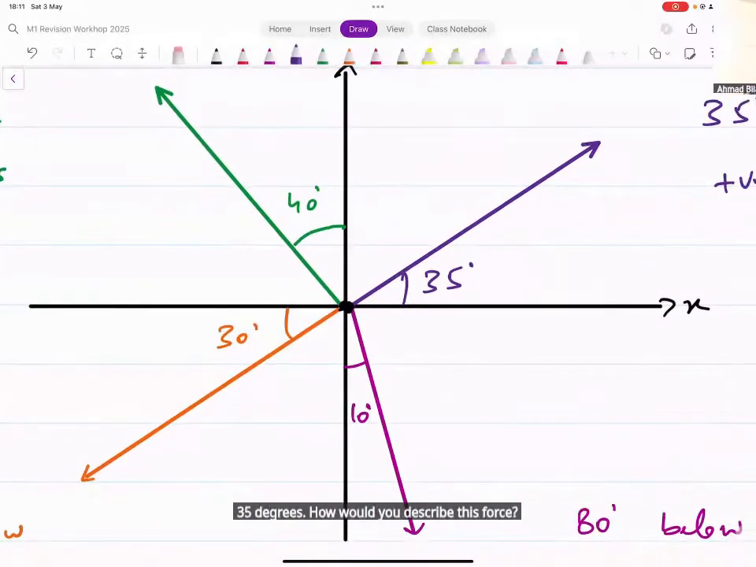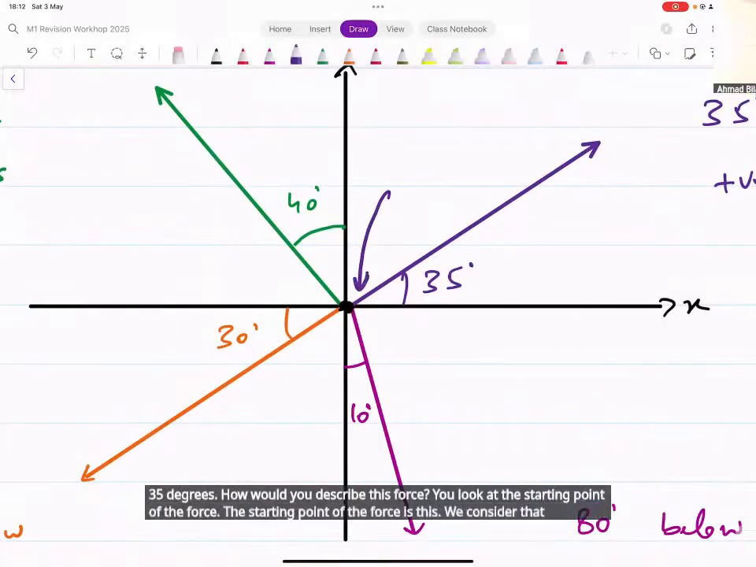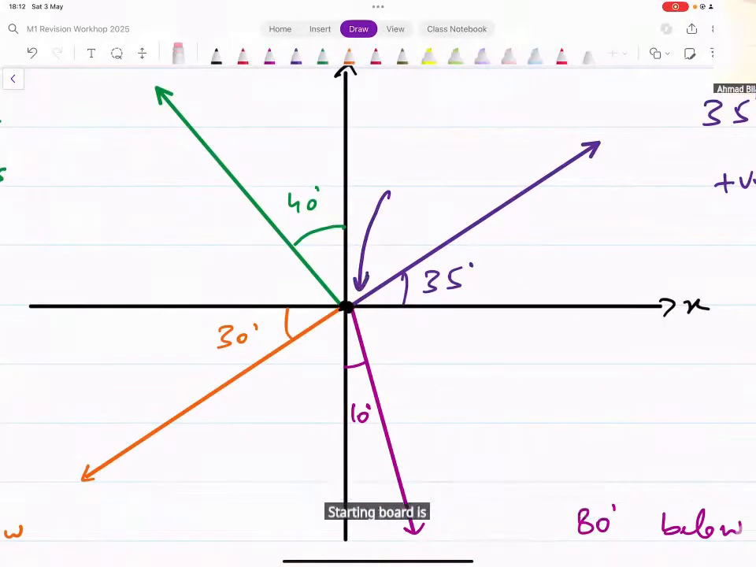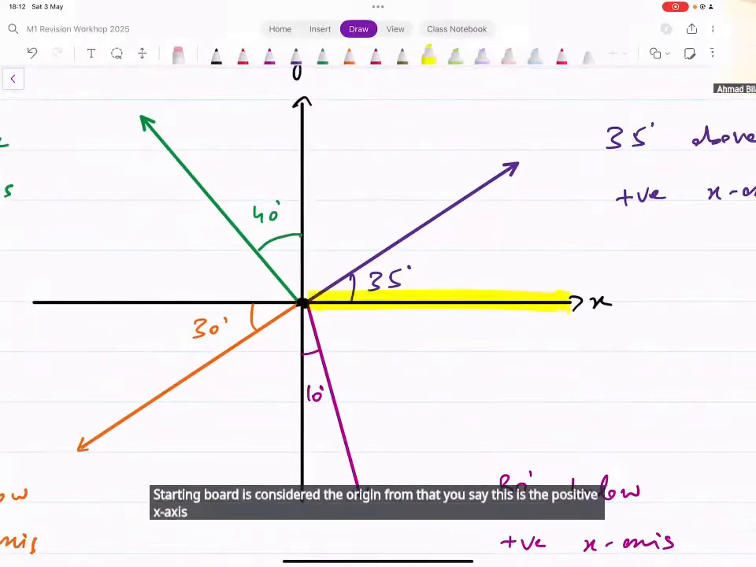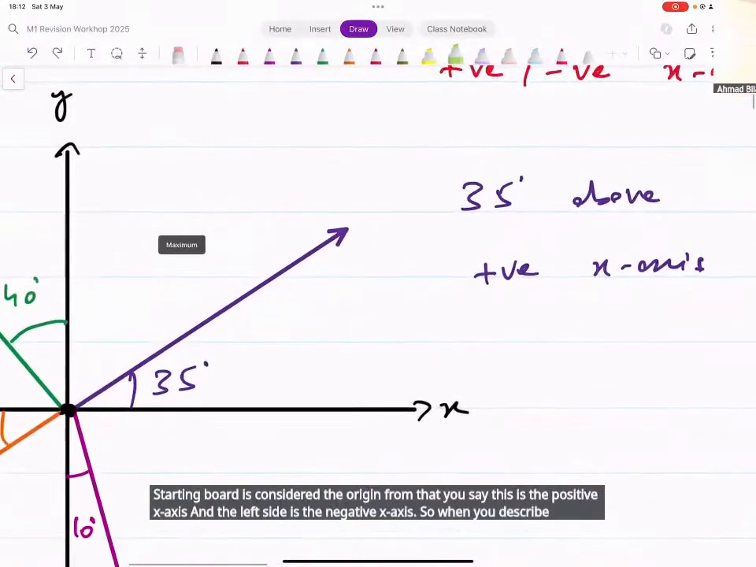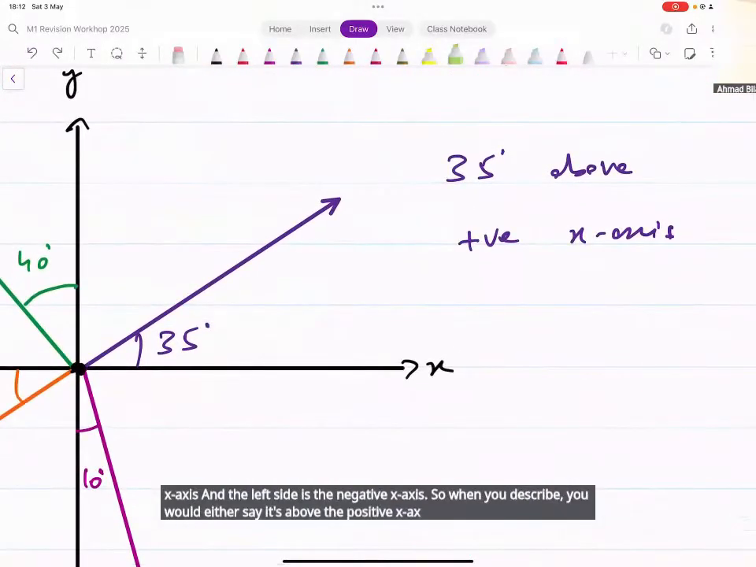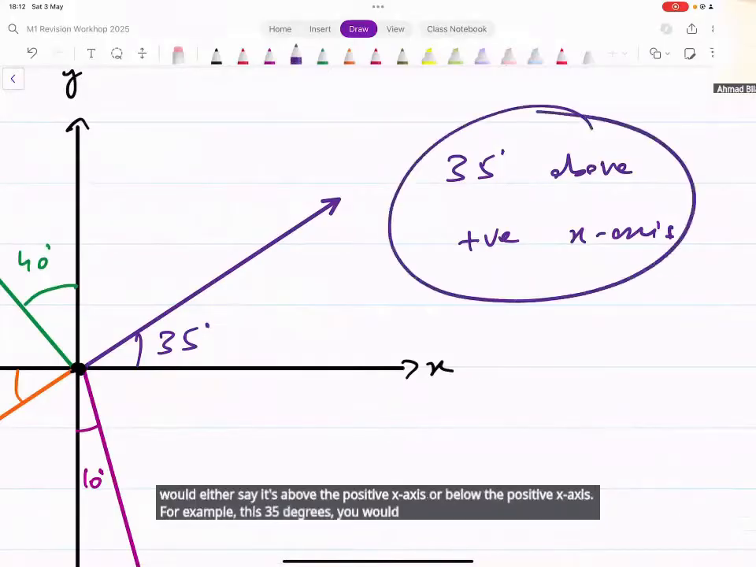You look at the starting point of the force. The starting point of the force is this. We consider that the origin. From that, you say, this is the positive x-axis, and the left side is the negative x-axis. So when you describe, you would either say it's above the positive x-axis or below the positive x-axis. For example, this 35 degrees, you would say it's 35 degrees above the positive x-axis.